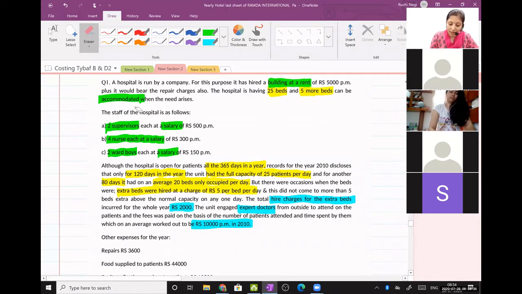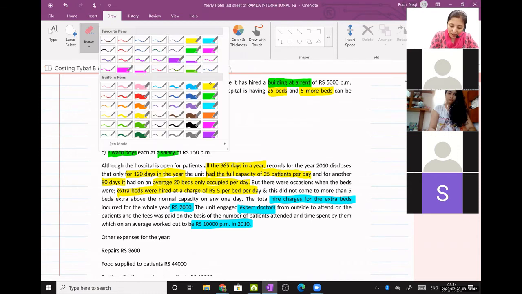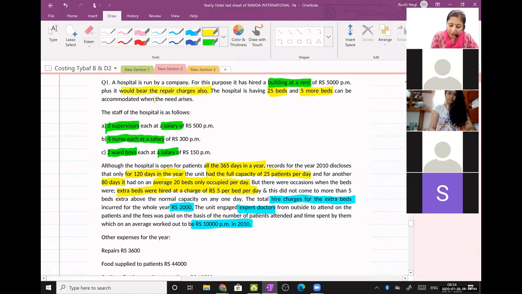See here in the first line, a hospital, 5,000 per month plus it would bear the repair charges also. It's mentioned here. It would bear the repair charges also. So it's a fixed cost.